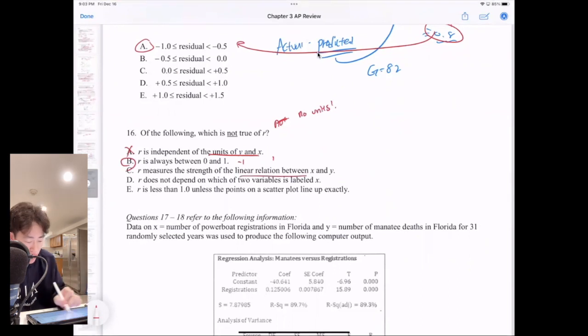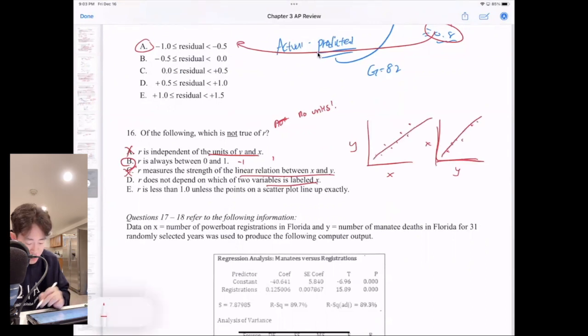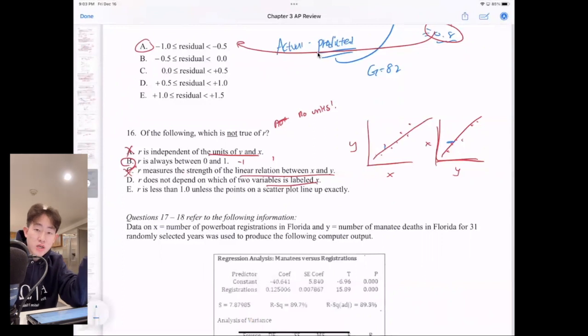R measures the strength between the X and Y. Yes, that's true. R does not depend on the two variables labeled as X. What that means is if I were to swap the Y and X and label the horizontal as Y and the vertical as X, it won't matter because all the dots and the line, the residuals are squared. So the height of the square is the same as the width of the square anyways. Either way, you're going to see the same exact residuals, and your equation is going to be pretty much the same. So that's not going to matter.